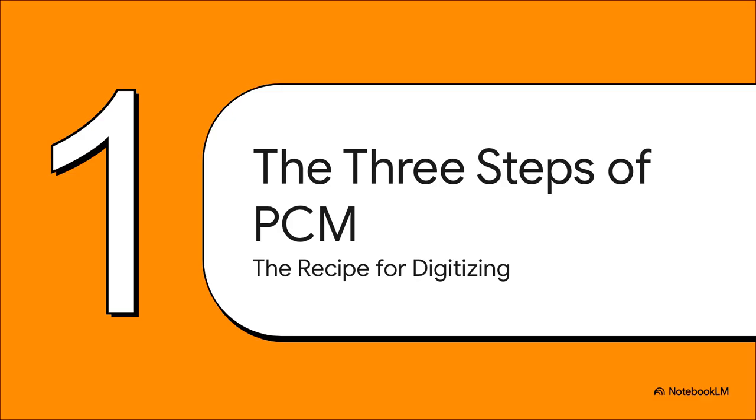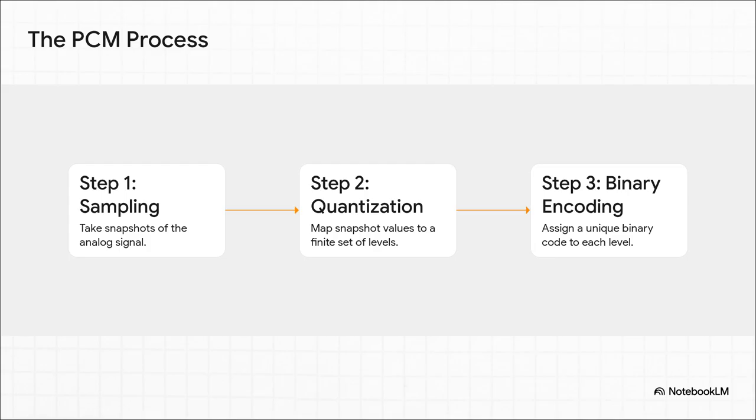The fundamental recipe for turning any analog signal, whether it's your voice, a song, or even a video feed, into digital data is really just a simple three-step process. And here they are, the three key ingredients. First, there's sampling, which is kind of like taking a whole bunch of super fast photos of the sound wave. Then there's quantization, where we sort those photos into a few specific categories. And finally, there's binary encoding, where we just give each of those categories its own unique digital name.